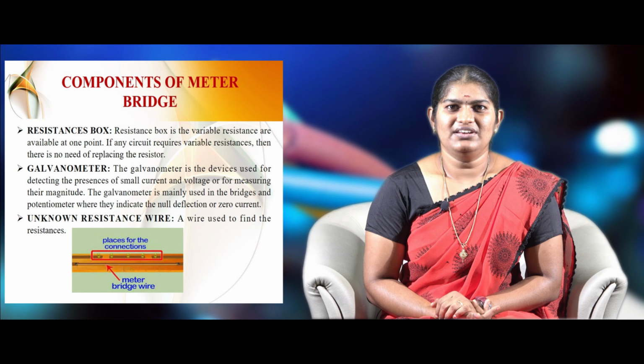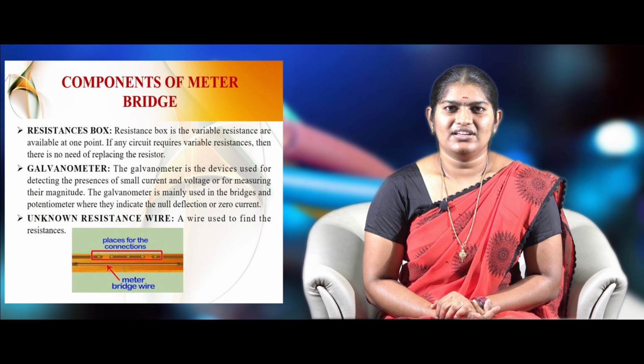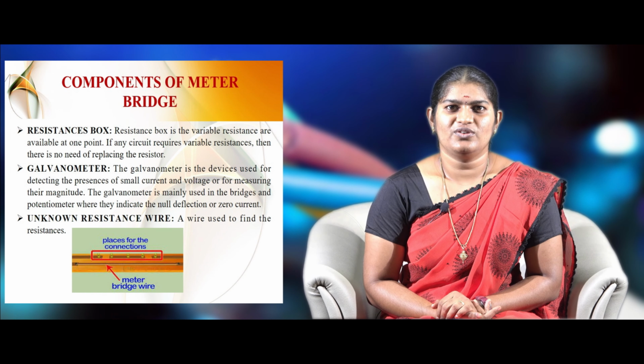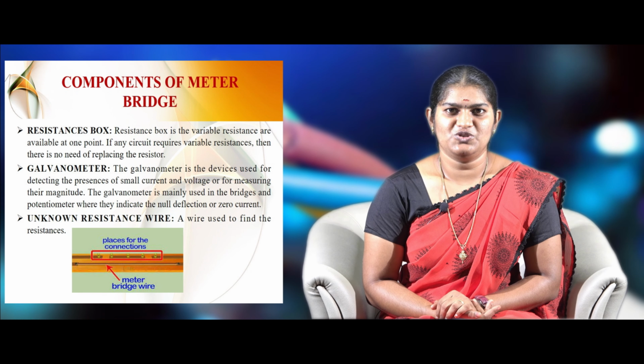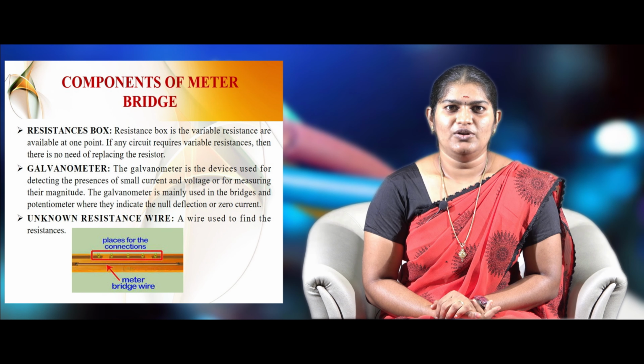The resistance box is a variable resistance which is fixed at one end of the circuit. If any circuit requires variable resistance, then there is no need to replace the resistor in the circuit. Galvanometer. The galvanometer is a device used to detect the presence of small values of current and voltage for measuring their magnitude. The galvanometer is mainly used in the Metre Bridge and potentiometer, which indicate null deflection and zero current. Unknown resistance wire. This wire is used to find the resistance value in the Metre Bridge.